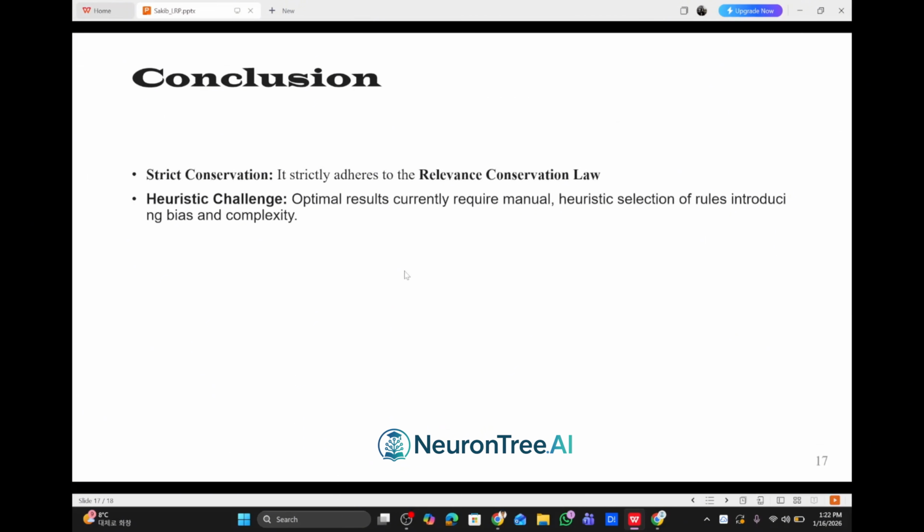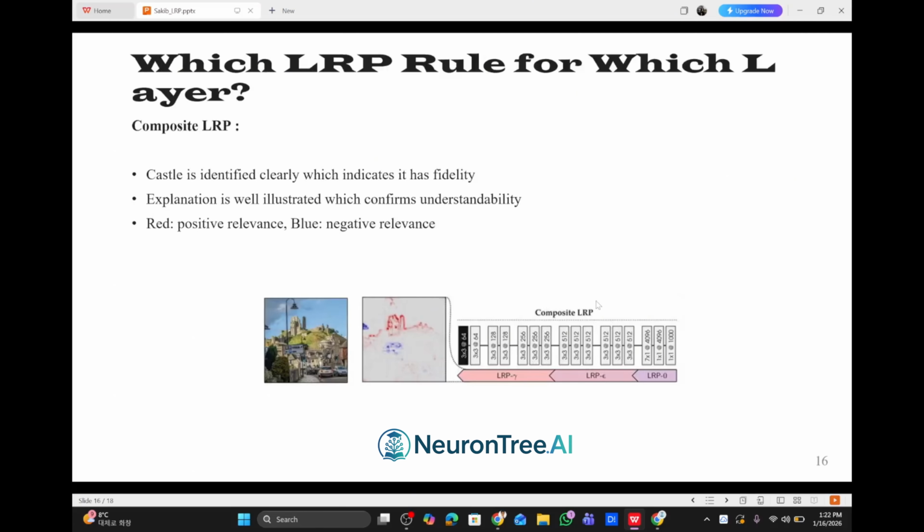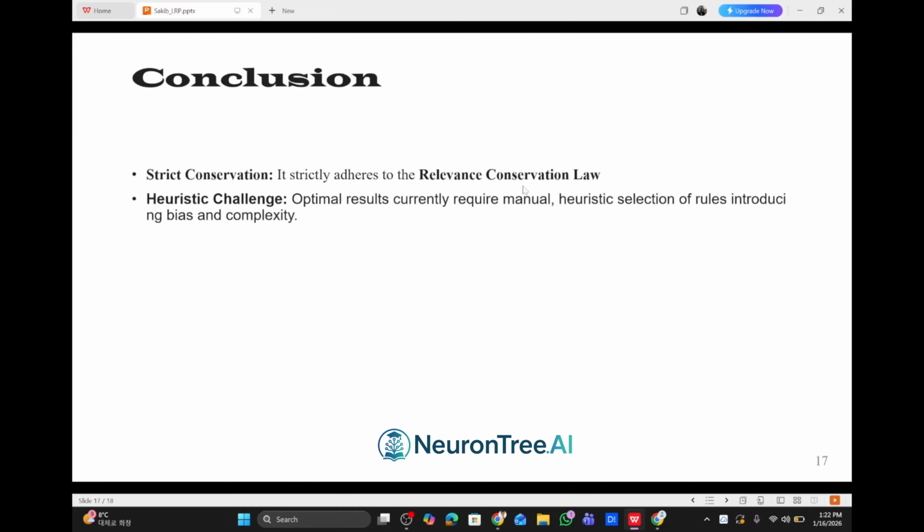So in conclusion, we can say it strictly follows the relevance conservation law as we discussed earlier, but the problem is the heuristic challenge. I mean, optimal results can currently require manual heuristic selection of rules, introducing bias and complexity. As we saw here, we have to select manually for different layers. So this is one of the problems. So based on this conclusion, there are many scopes to develop new rules or to work more on the LRP paper.